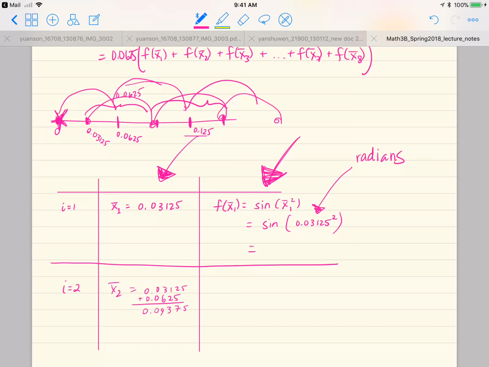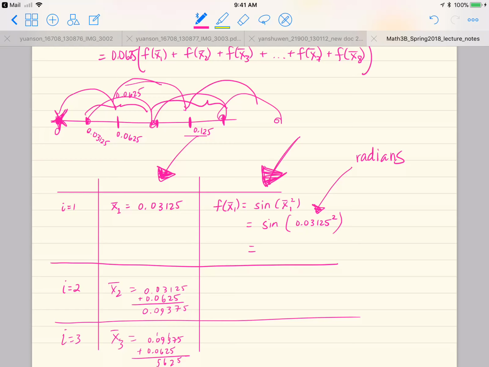0.09375. Okay, and then how are we going to get x3 bar? We're just going to add 0.0625 to 0.09375. And then whatever that is, 0.15625.